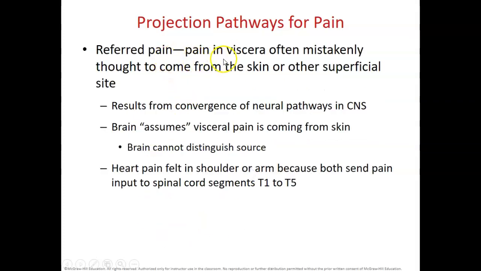Referred pain is a pain in viscera often mistakenly thought to come from the skin or other superficial site. This is due to the convergence of neural pathways in the central nervous system. Sometimes the brain assumes that visceral pain is coming from the skin because the brain cannot distinguish the source. For example, the pain from the heart can be felt in the shoulder or arm because both shoulder and arm send pain input to the same spinal cord segments.